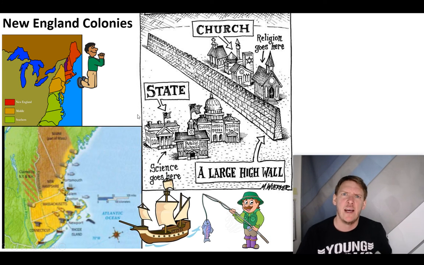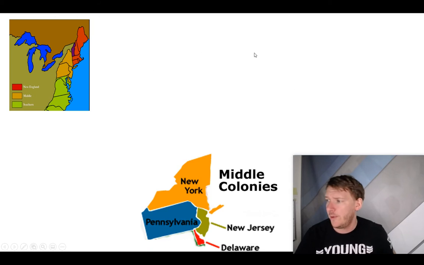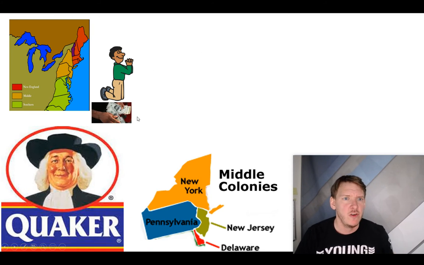Fishing, boat making, that's how they made a lot of their money. Lumber, boat making, fishing, not as much farming. Middle colonies will be a mixture of both, religious freedom.